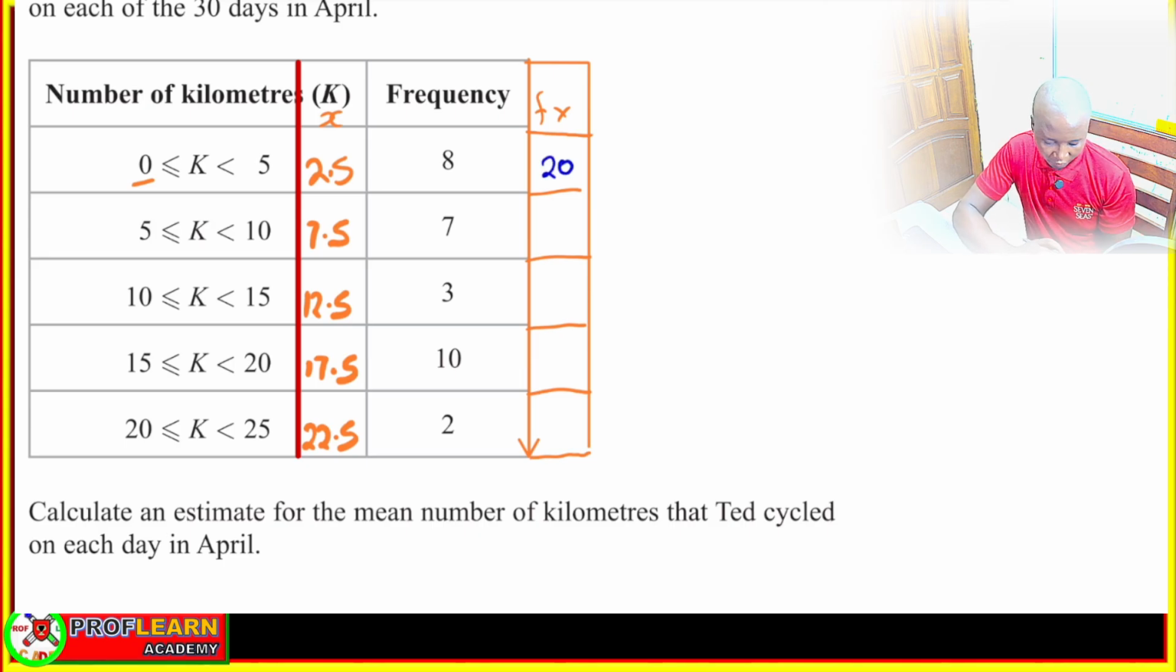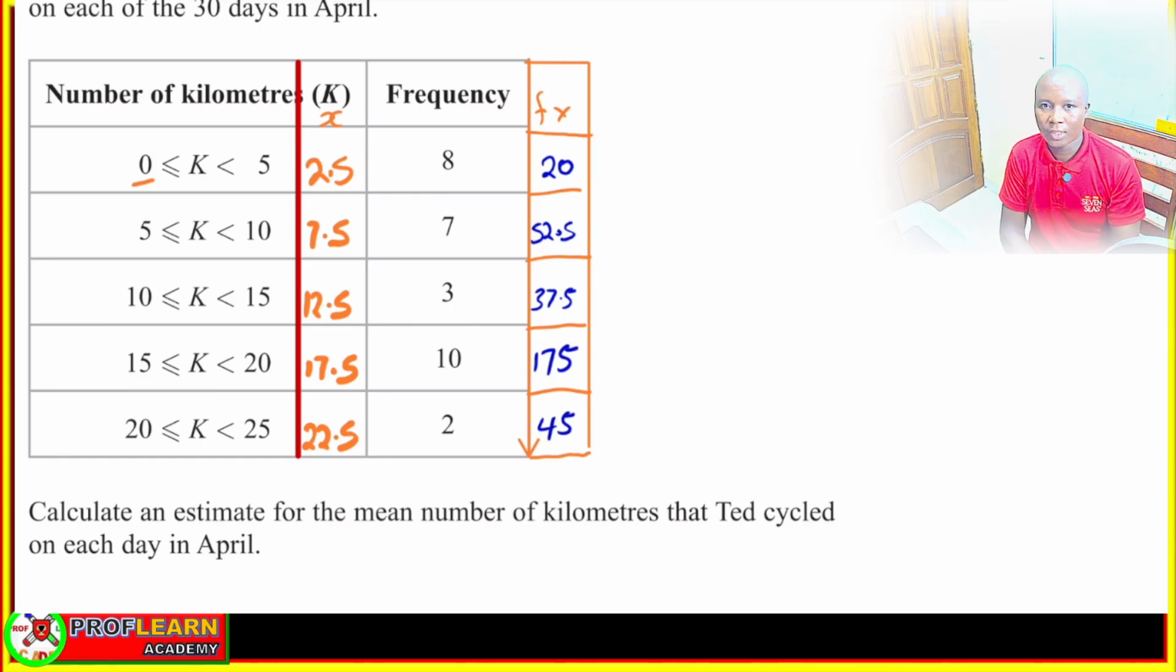And then 7.5 times 7 is going to give us 52.5. And then 12.5 times 3 is giving us 37.5. 17.5 times 10, that's going to give us 175, and 22.5 times 2, that is going to give us 45.